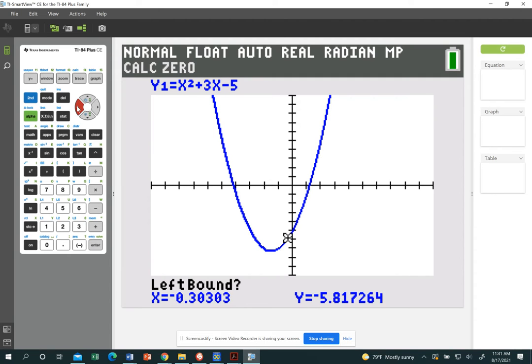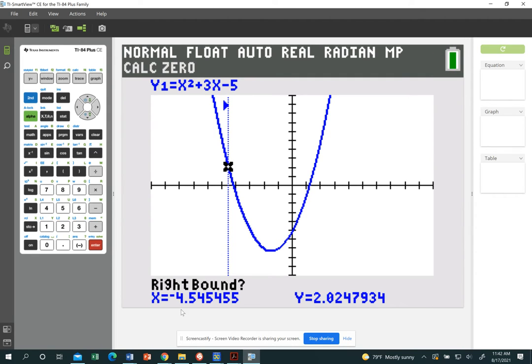Do you see this little bug blinking back and forth? If you press left arrow, it says left bound, question mark. You want to be on the left side of this x-intercept, so you want to be around here someplace. You move it till you get there. It doesn't matter, as long as it is on the left side of it. You could be this high or even higher. Make sure your little bug is right there.